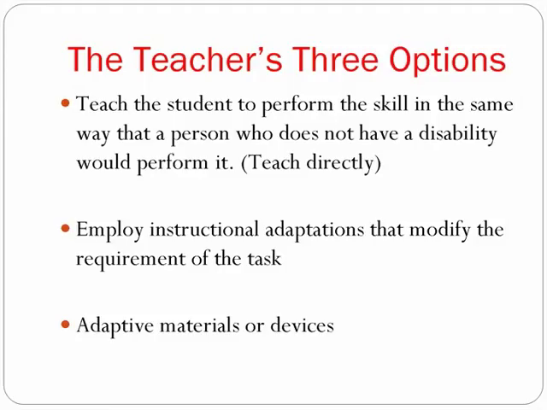So as a teacher, we have three options. Teach directly, which means that whatever the skill is, you teach the student the same way you would teach a child without a disability. The second one is make some kind of instructional adaptations or just modify the requirement of the task. Or the third option is have some type of adaptive material or device, something different.